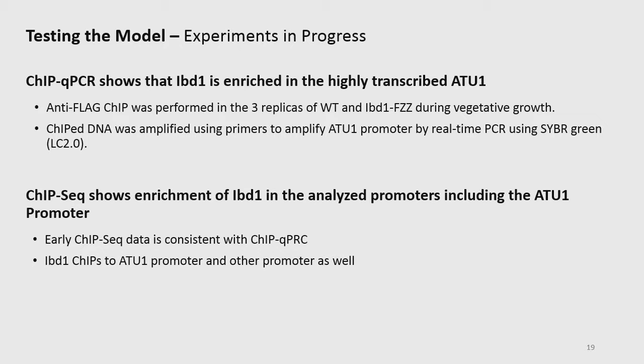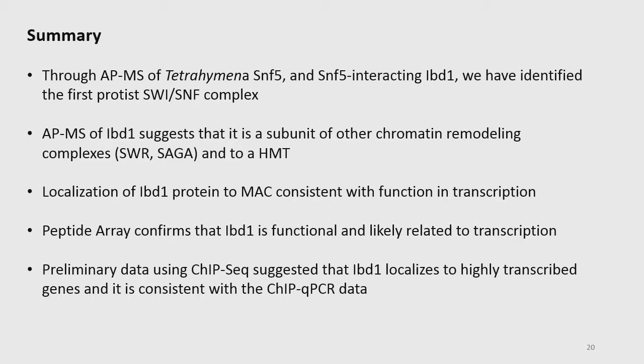So these are all experiments in progress. We are developing this technique called ChIP for Tetrahymena. We are trying to apply it to our samples. So we have the ChIP qPCR, which shows that Ibd1 is enriched in the highly transcribed alpha-tubulin. And after this, we went kind of backwards because we already had the primers. And then we just received this data, the ChIP-seq. And the first gene that I analyzed was alpha-tubulin, of course. And it shows that there is an enrichment in the promoter, actually, of alpha-tubulin.